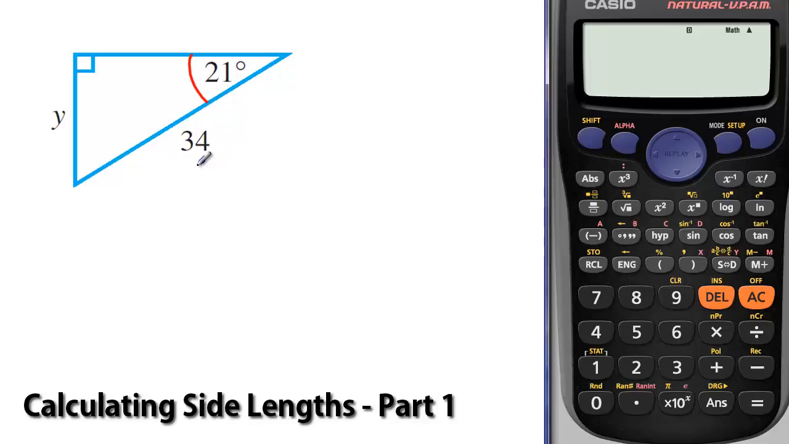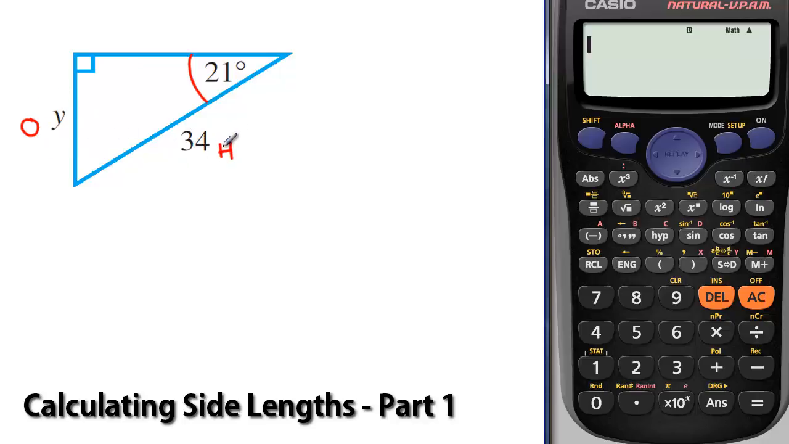The first step in solving this trigonometry question, or any trigonometry question involving right angled triangles, is to first of all label the sides. Here is our angle, 21 degrees. The side we're trying to find is the opposite side. I'm going to label that with an O. This side here is the hypotenuse. It's opposite the right angle, so I'm going to label that H.